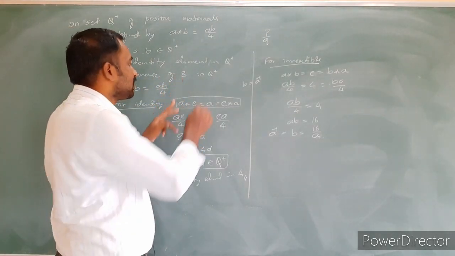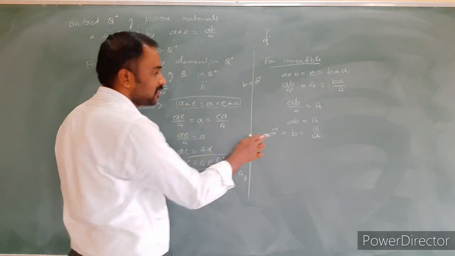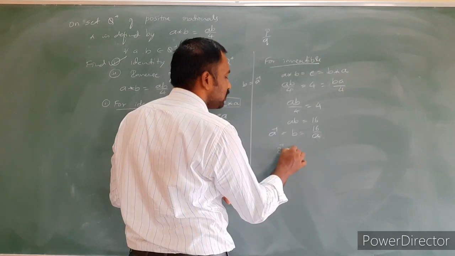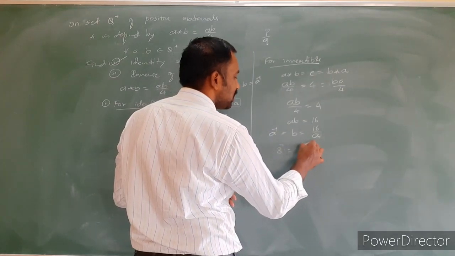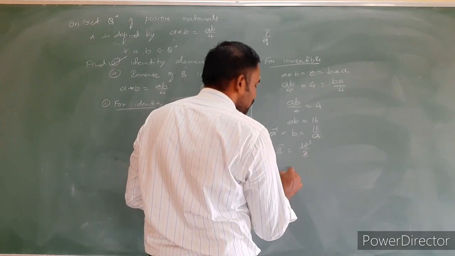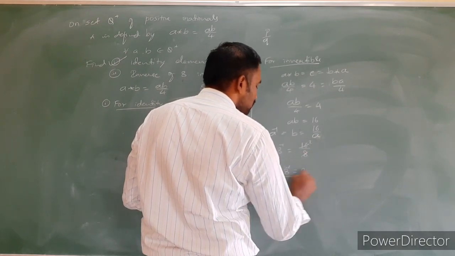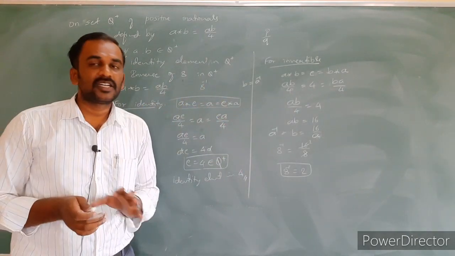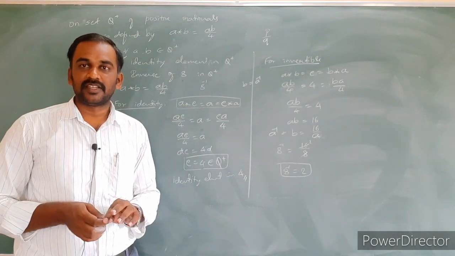8 inverse is required. What is the inverse of the element 8? That means the A value, it is sufficient to replace it with 8. 8 inverse is equal to 16 divided by the A value, which is 8. So 8 ones are 8, 8 twos are 16. The inverse of the element 8 is how much? That is 2. Therefore, the required inverse of the element 8 is 2. That's all. Very simple.